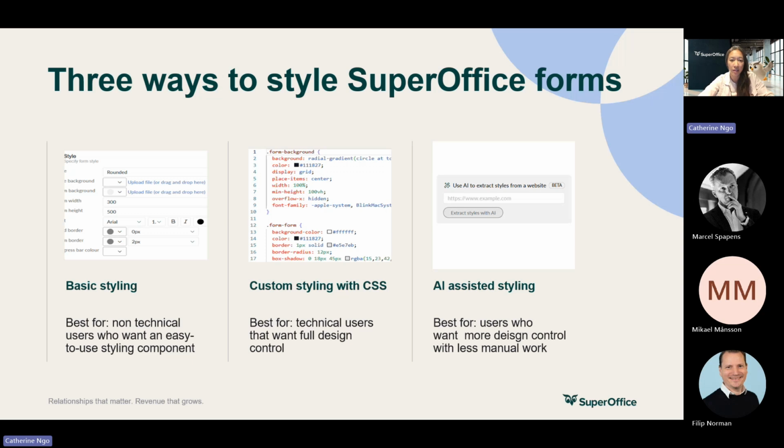And then you have AI assisted styling. So this is best for users who want more advanced customization, but with less manual work. So here AI will help you style your form. So what you do is that you add a website URL, and then the AI goes to the website and extracts the styling for you, and then it applies brand colors, fonts, and button styling, and then if needed, you can tweak in the CSS code afterwards.